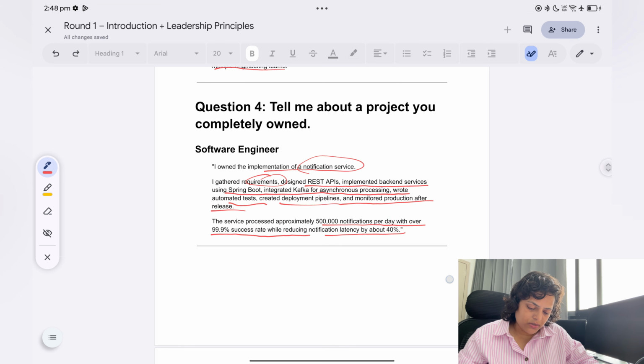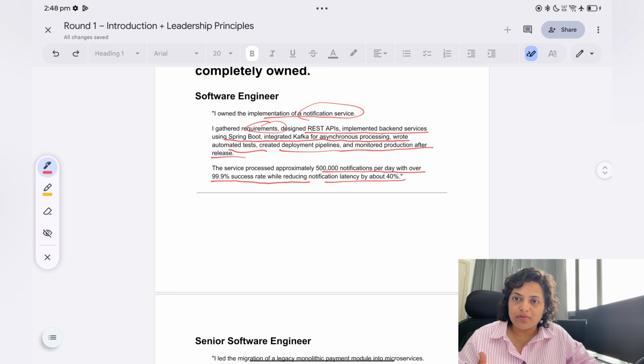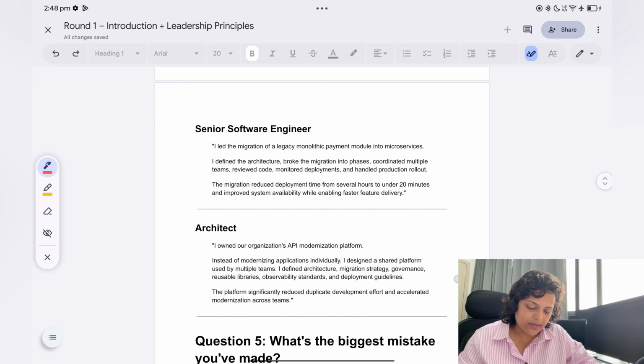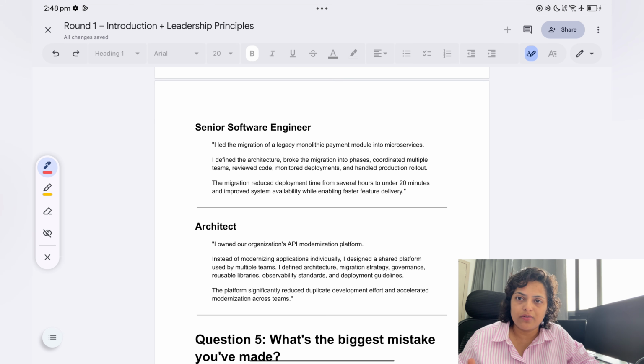Okay, so now here we have seen what a software engineer will answer. He will answer technically based. Like he will own the complete product, let's say. So all the life cycle. Okay, now senior software engineer, what will he say.